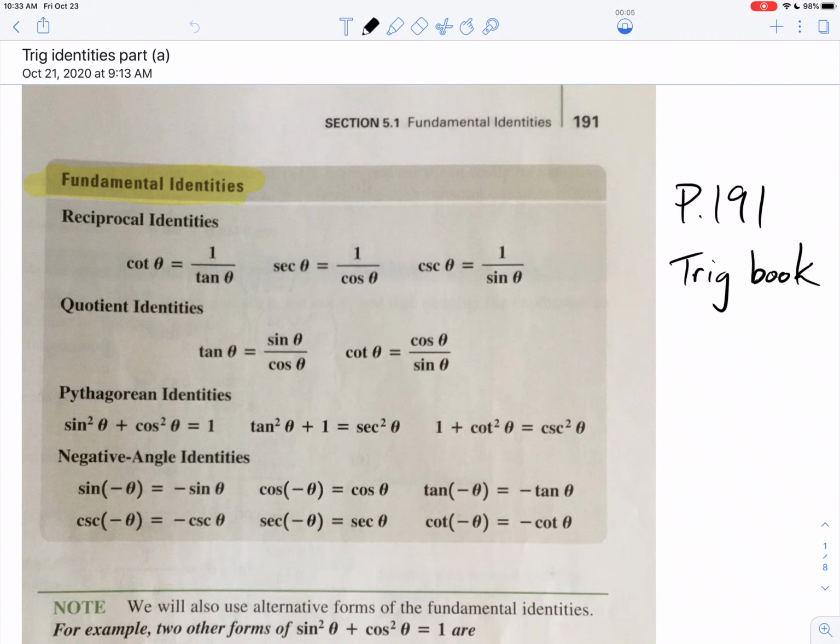Unit 8, we start Chapter 5, which will take quite a while. These sections are loaded with information. So, here we go. Fundamental identities. This is on page 191 of the trig book, but there is so much more than what you see here. However, I am going to go over every single one of them.